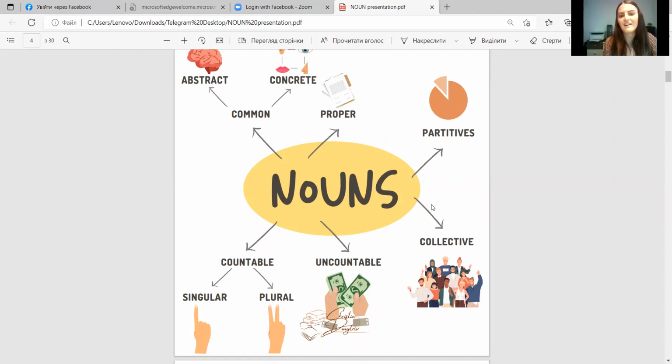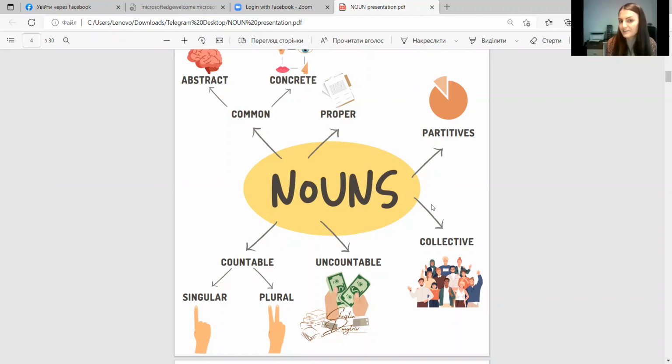I hope they can help you to understand the information better. And the other category is uncountable nouns. As you can understand, those are nouns that we cannot count. For example, when we talk about love or enthusiasm, it's impossible to count. Or when you say water, it's impossible to say 2 waters or 5. You usually count the bottles, glasses, or liters, like you measure, but you don't count this.